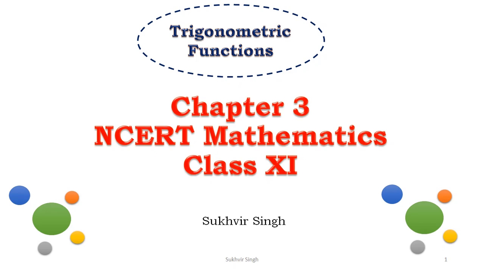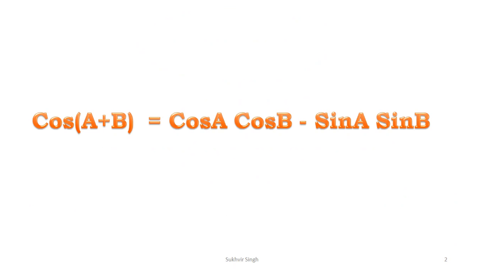Hello students, before starting third exercise of trigonometric functions, let us do some derivations. This derivation is the most important one, cos(A+B) = cos A cos B minus sin A sin B. By using this derivation, we will do other derivations also.